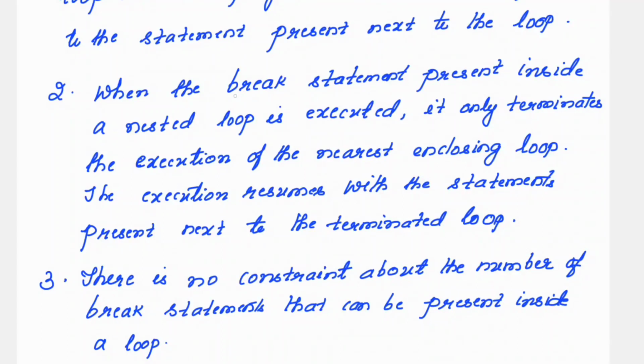Remember one more line about the break statement. When a break statement present inside a nested loop is executed, it only terminates the execution of the nearest enclosing loop. The execution resumes with the statements present next to the terminated loop. In this second point, what we are saying is, whenever we have a nested loop, that is, one loop within another loop, and you use the break statement, only the remaining iterations of the innermost loop will not be executed, whereas it will continue with the remaining statements that are present next to the terminated loop.